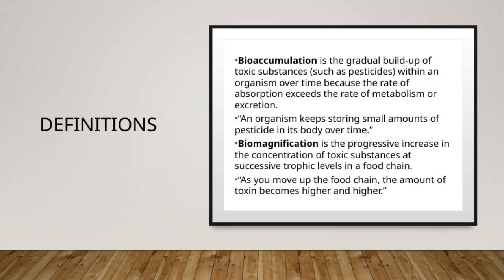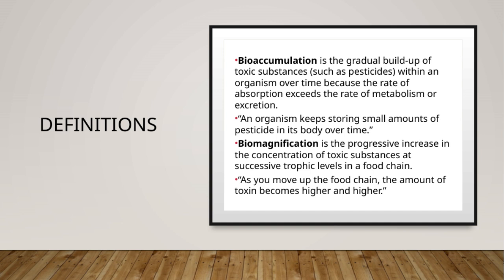Bioaccumulation is the gradual buildup of toxic substances, like pesticides, within an organism over time. The key idea here is that the rate at which the organism absorbs these substances exceeds the rate at which it can metabolize or excrete them. Essentially, small amounts of pesticides keep accumulating in the organism's body as time goes on. This process can have serious implications for the health of the organism and can even affect the entire food chain.